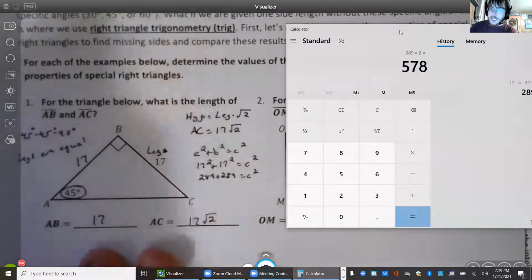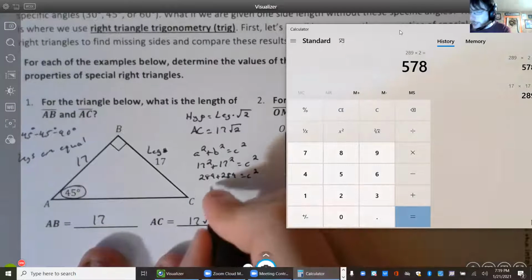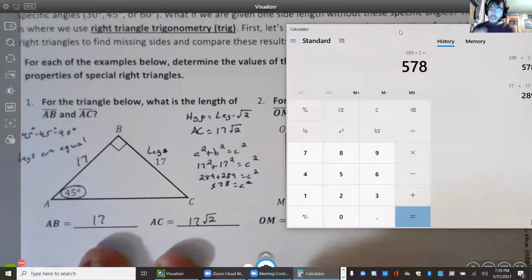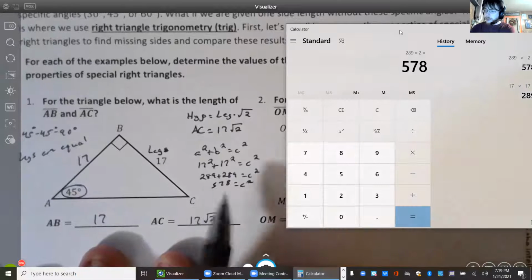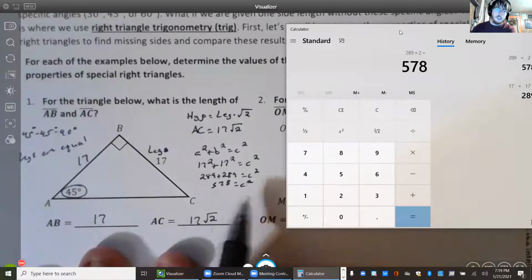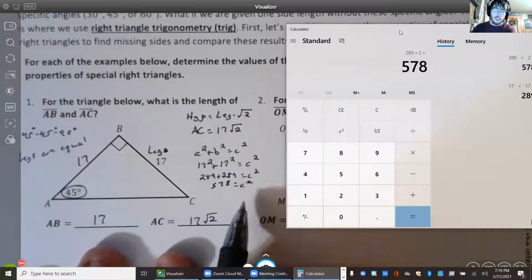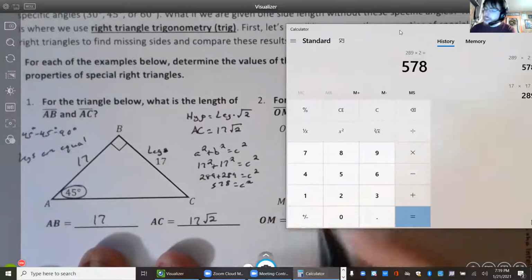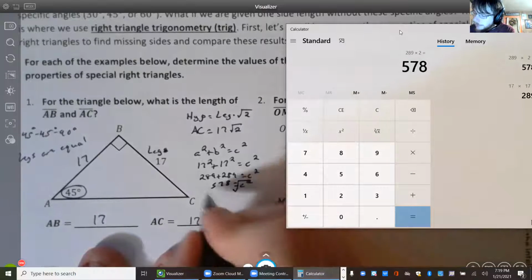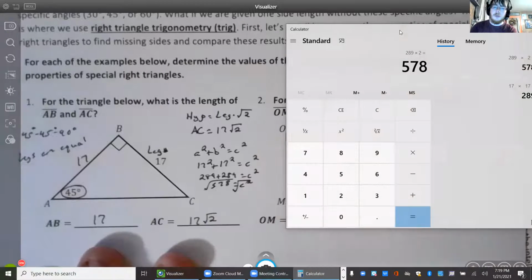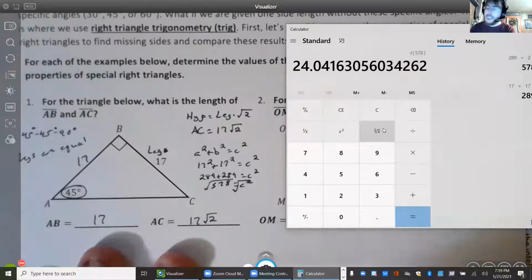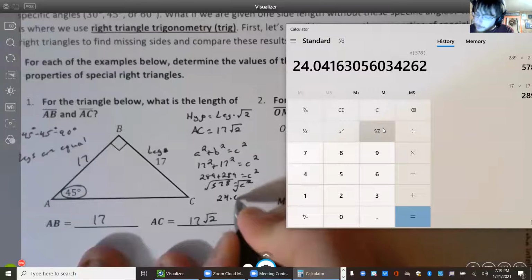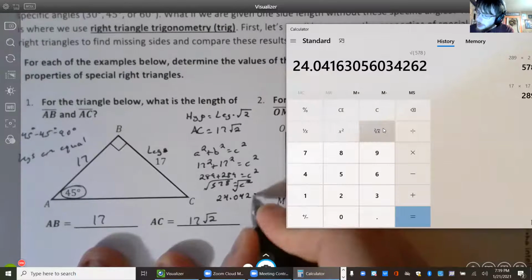And if you double that, because they're the same, you get 578 is equal to c squared. Now, in order to get rid of the squared that's on the c, because remember, we just want c, we don't want c squared, we need to do the opposite of squaring a number, which is square rooting it. And when we square root 578, we get 24.042 is c.